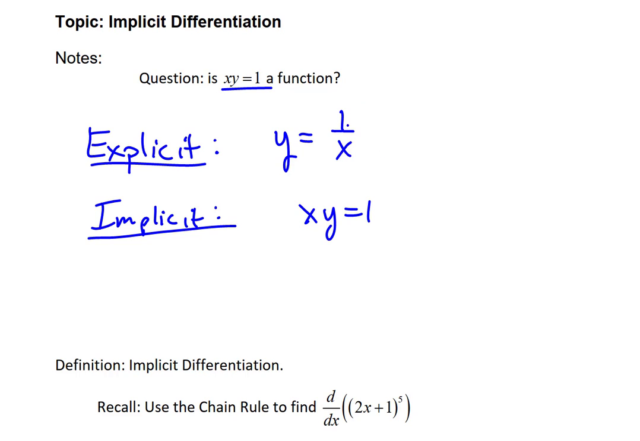Because we could write it explicitly as y equals 1 over x, and in that way say y is a function of x, we could say that this xy equals 1, the same thing in a different form, is really an implicit function. In other words, it's implying that y could be written as a function of x, but it's not shown explicitly in this form.